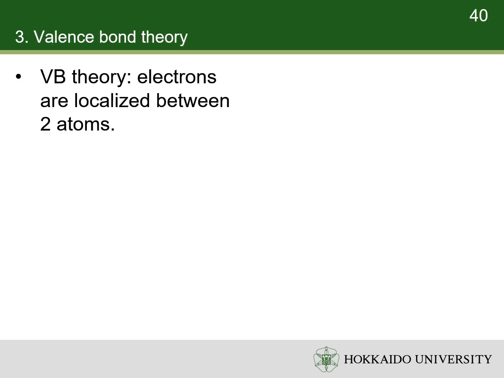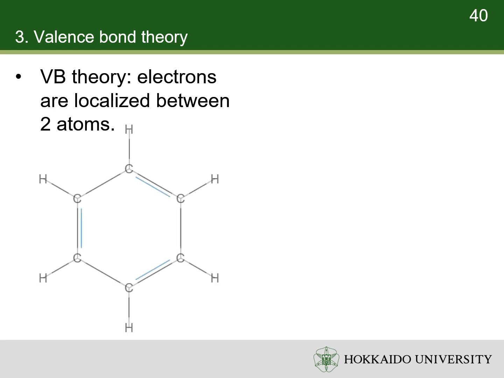Valence bond theory adheres to the idea that electron pairs are localized between 2 specific atoms in a molecule. An example is the valence bond description of benzene, suggesting that the structure contained a ring of 6 carbon atoms with alternating single and double bonds. 24 of the 30 total valence electrons are shared by carbon and hydrogen atoms to form 12 sigma bonds. The remaining 6 electrons are shared by carbon atoms to form 3 identical pi bonds.